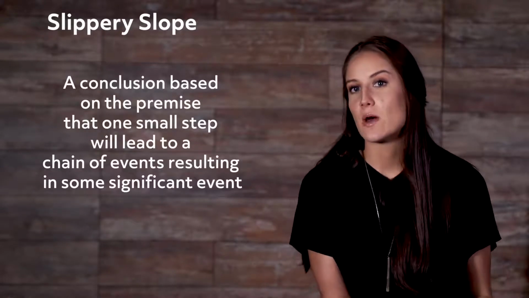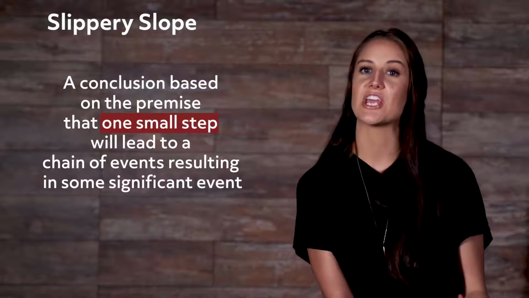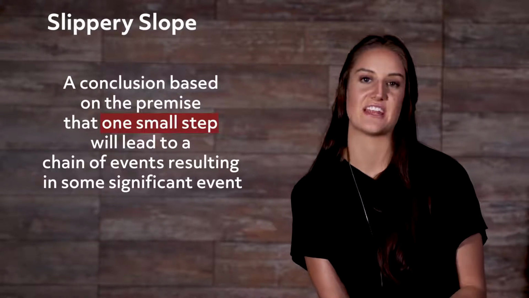Slippery slope. A slippery slope is a conclusion based on the premise that one small step will lead to a chain of events resulting in some significant event, which is usually negative. In other words, if we allow A to happen, then an unwanted Z will eventually happen, which means that A should not happen. Here's an example.